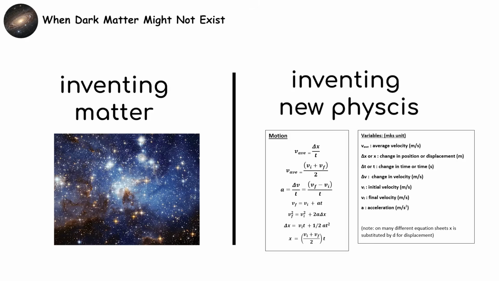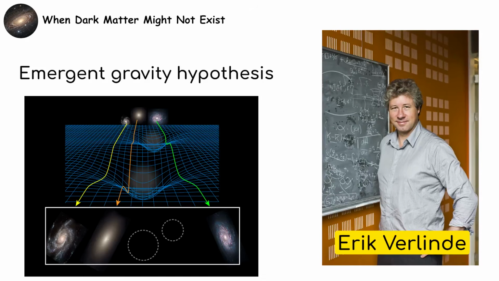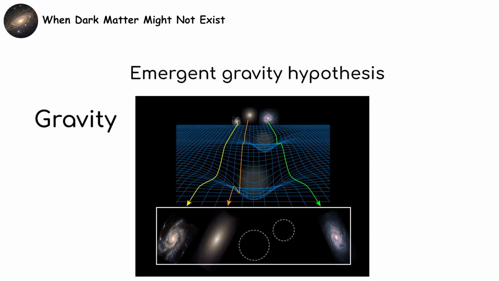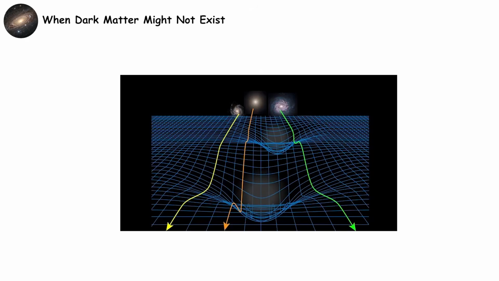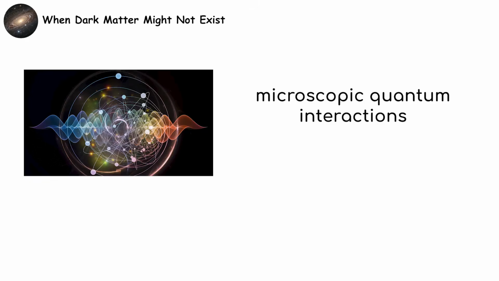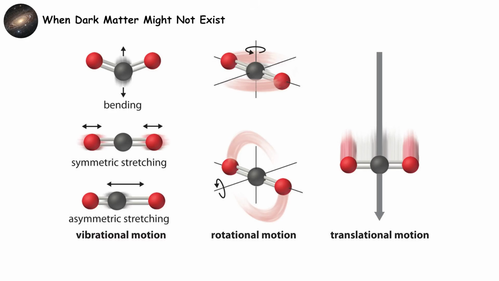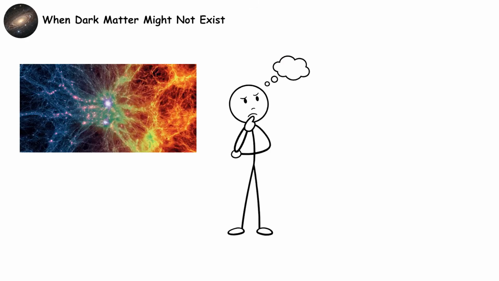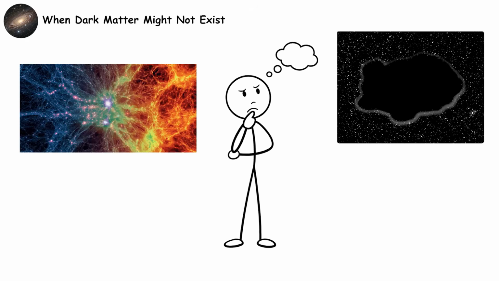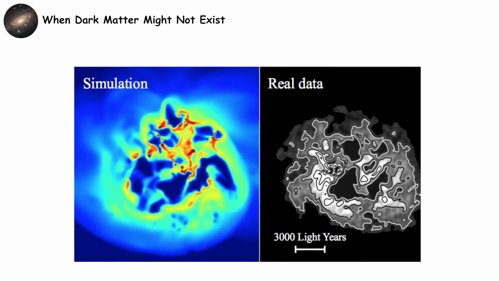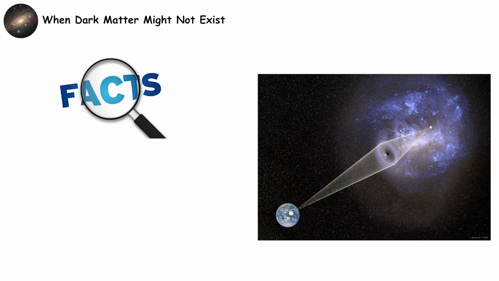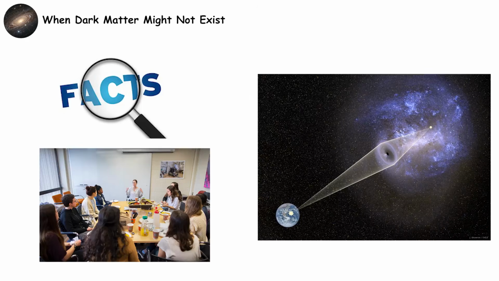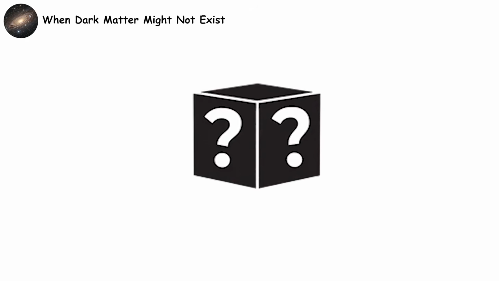Even more provocative is Erik Verlinde's emergent gravity hypothesis. In his model, gravity and dark matter-like effects arise from the way quantum information and entropy are distributed in space-time. Gravity isn't fundamental. It emerges from microscopic quantum interactions, the same way temperature emerges from molecular motion. If this is true, then dark matter was never real to begin with. It was just a symptom of not understanding how gravity works at cosmic scales. The debate is far from settled, but the fact that serious physicists are pursuing alternatives shows how mysterious the problem really is.